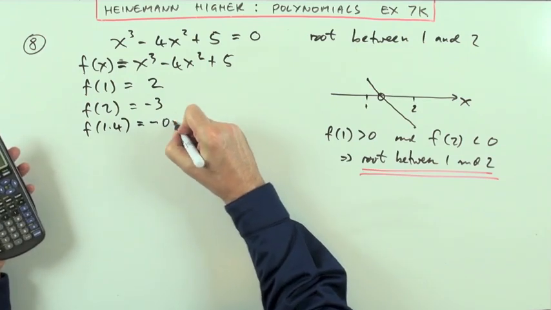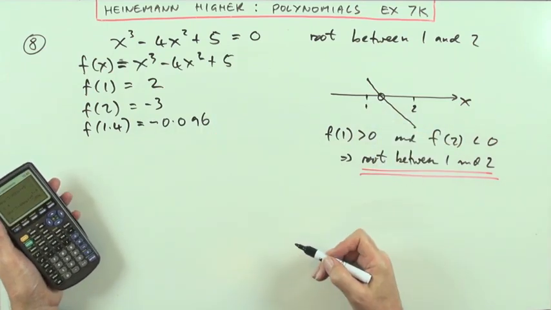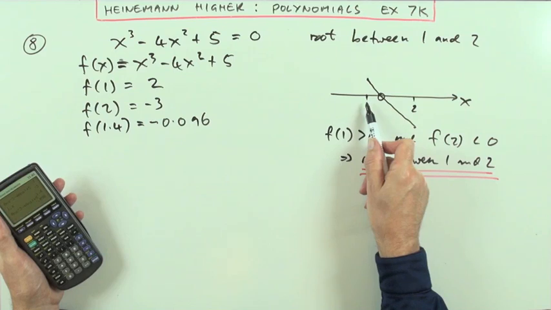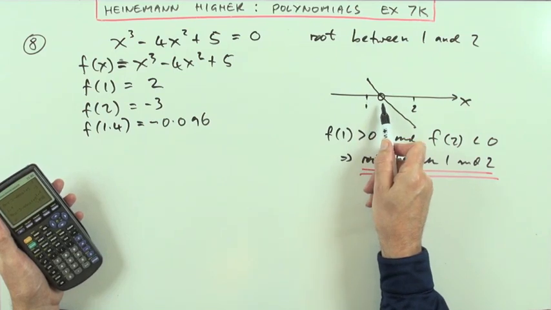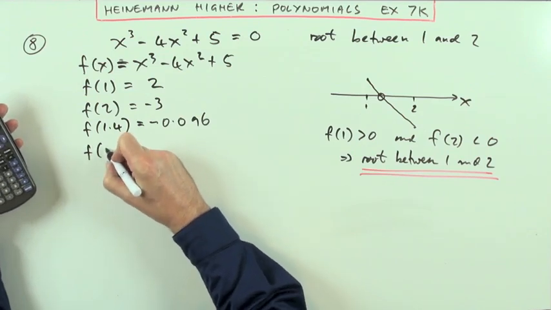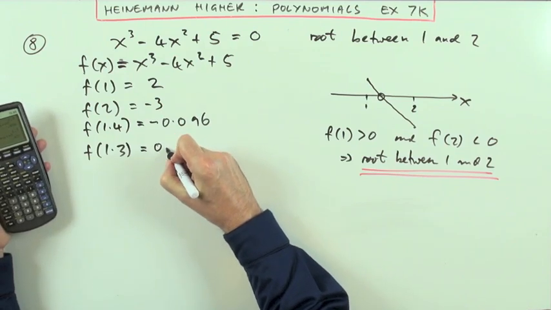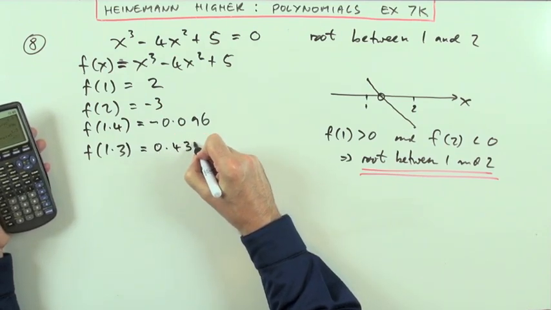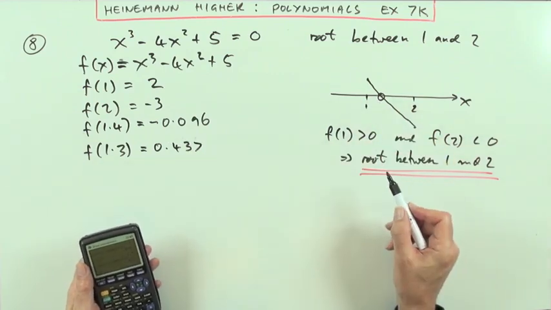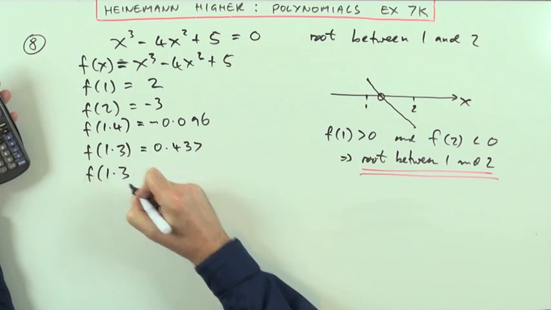And I get negative 0.096. So at 1.4 I'm still below, so I'm going to move closer to that. If it's between 1 and 1.4, we'll try it in a little bit from there. So I'll try 1.3. And I get 0.437. Now I know it's between 1.4 and 1.3. So it's going to be 1.3 something or other. So I've sorted it as far as that.